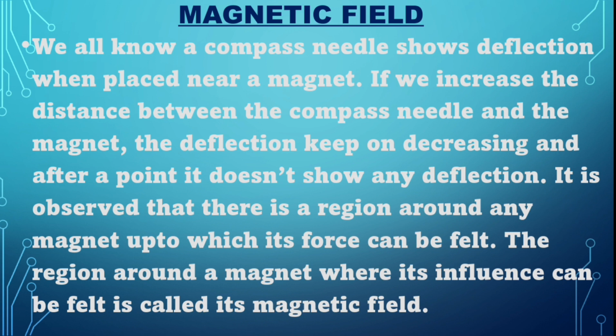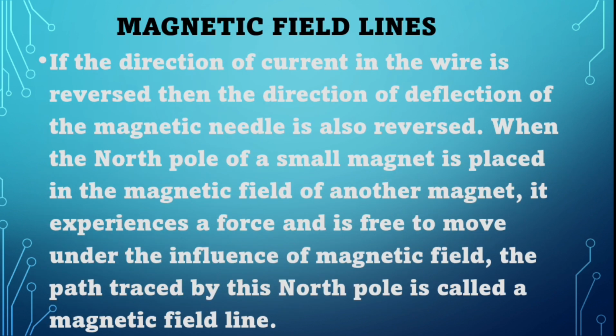It is observed that there is a region around any magnet up to which its force can be felt. The region around a magnet where its influence can be felt is called its magnetic field. So, this is the basic important point on the magnetic field.